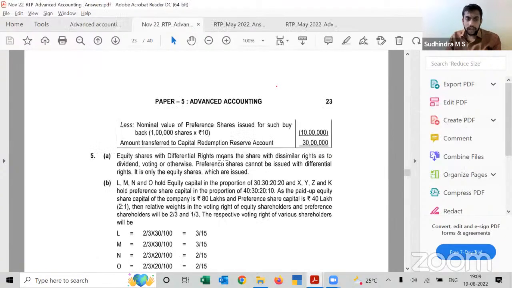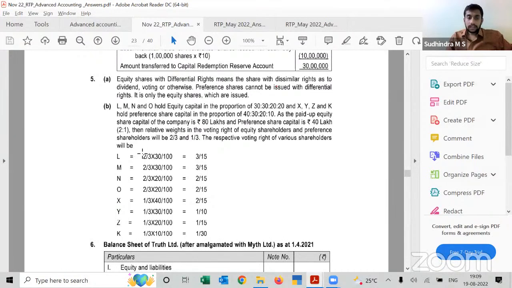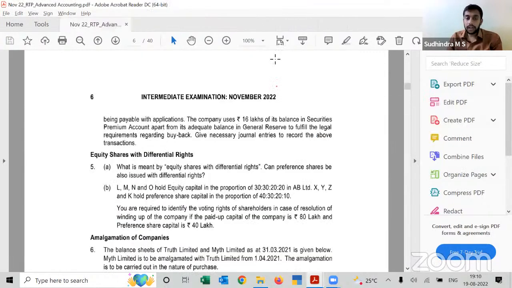Now, is the answer visible? Okay, right. So 2/3 into 30/100, 2/3 into 20/100, and so on. That is what we have to do. For equity shareholders 2/3 is the weightage, and for preference shareholders 1/3 is the weightage. That's all. So these kinds of questions can be asked.